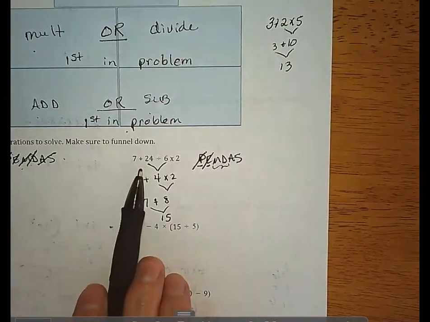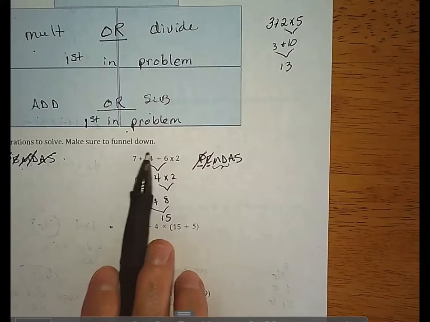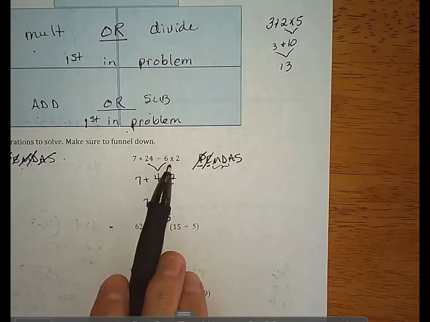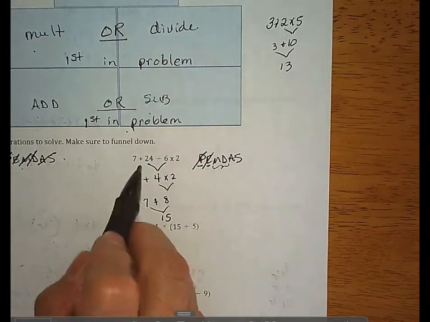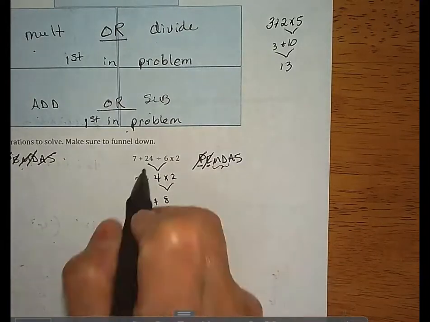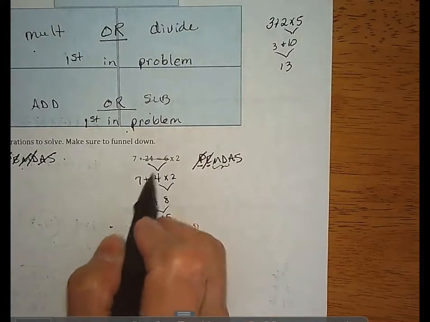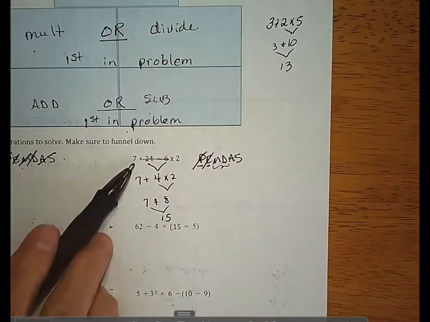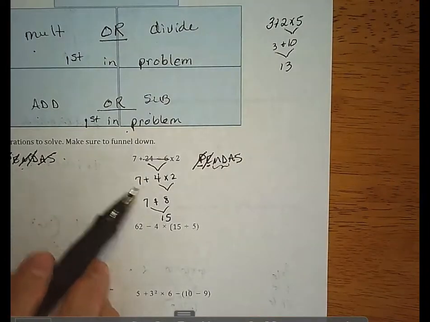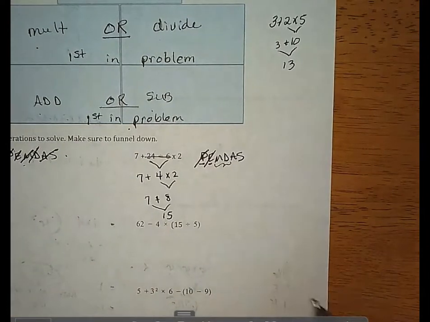As I look, I've got a division problem here and a multiplication problem here. We do the division problem first because that comes first from left to right. So 24 divided by 6 gives me 4. These two are gone now. The 24 divided by 6 equals 4. Then I need to bring down the rest of the problem, so I bring down the plus operation and the 7, and the multiplication and the 2. We've taken care of one of the multiplication or divisions, but we still have more.